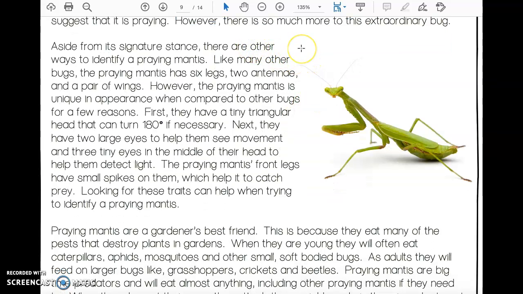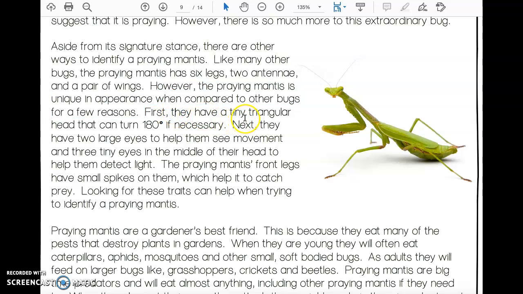Aside from its signature stance, there are other ways to identify a praying mantis. So right here, this sentence tells the reader that they're going to receive more information and more details about the praying mantis. Like many other bugs, the praying mantis has 6 legs, 2 antennae, and a pair of wings. However, the praying mantis is unique in appearance when compared to other bugs for a few reasons. So again, right here, telling the reader that they are going to get more information about the praying mantis.